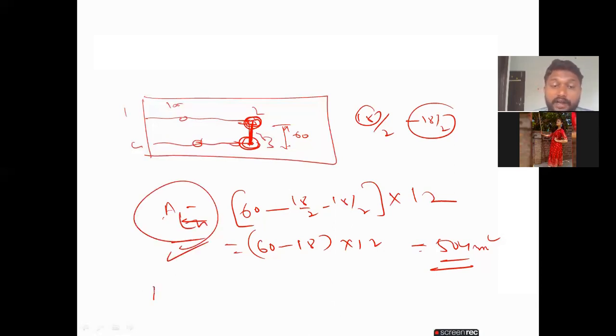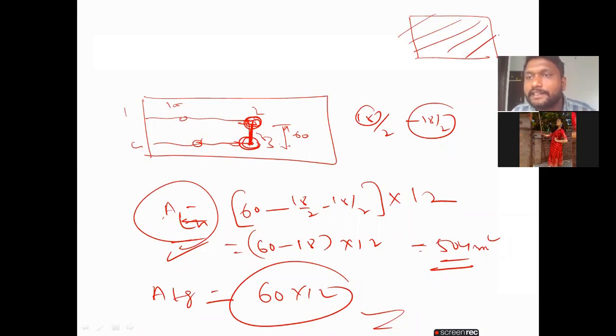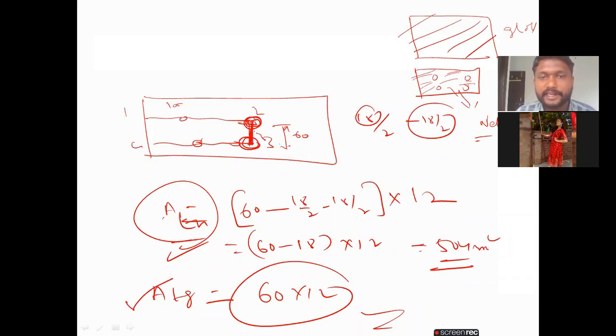But if it is gross, if you need ATG, directly we take 60 into 12. No need of removing the hole diameter. My dear students, if it is like this, you take directly the gross. Suppose if it is like this, 4 holes are there, we have to remove the holes, then only we will get the net area. Same like that, ATG in tension is 60, the width, and the thickness of this plate is 12. So you will get the answer.